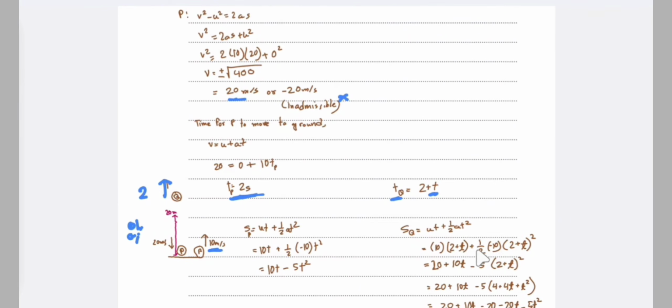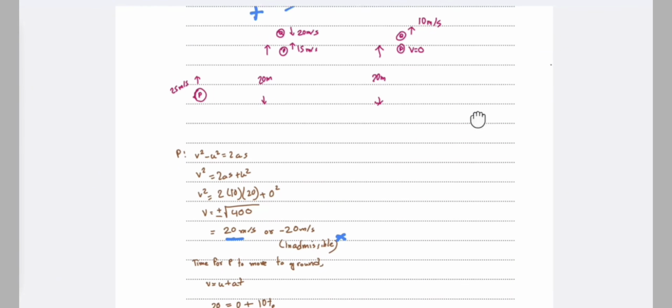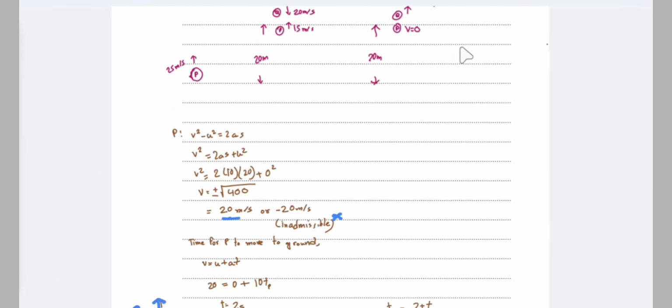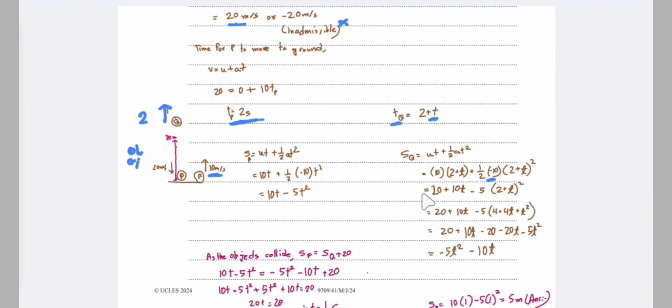So ut plus half a t square, and the acceleration is negative 10. Why is the acceleration negative 10? Because as it moves upward, the acceleration would be negative, but if it is moving downward, then the acceleration is positive. So since Q is moving upward, the acceleration is minus 10, with time 2 plus t, squared. So this is the distance traveled by Q, that is SQ, before collision.